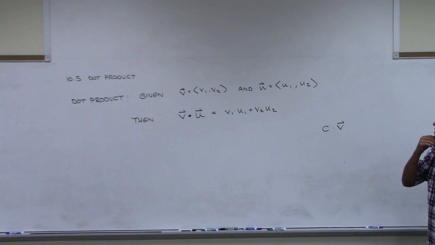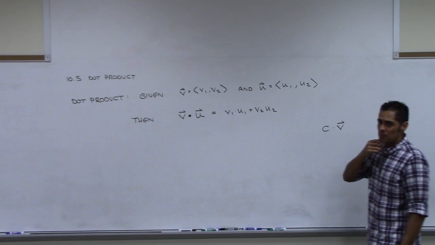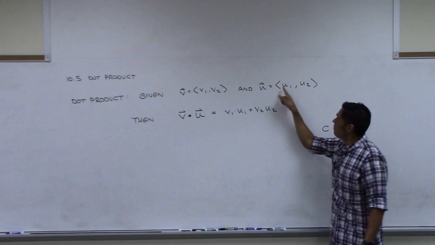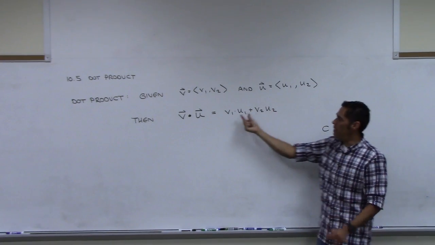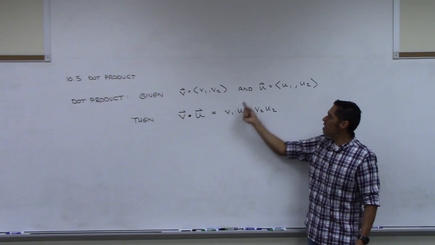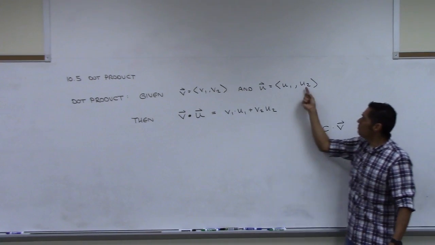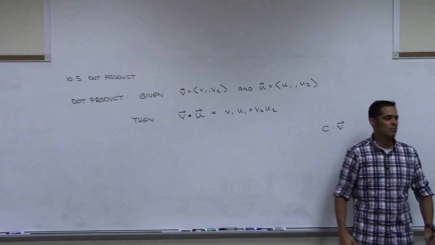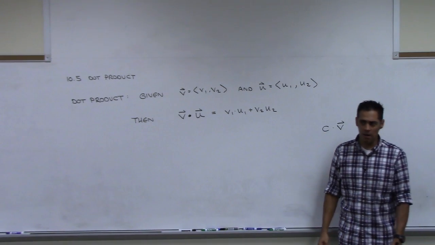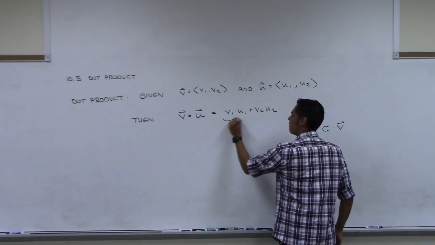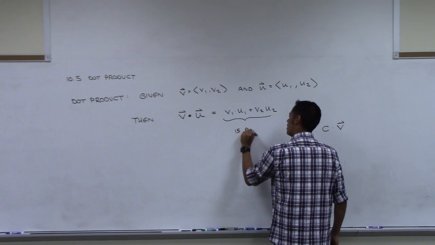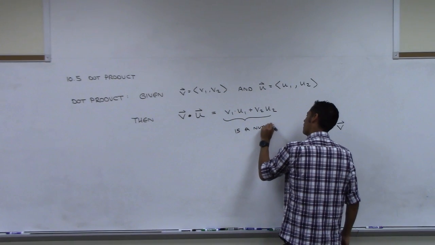What is that formula saying you do? Take the x component here, the x component here, and multiply them. Take the y component here, the y component here, multiply them. Add the two answers together. That's your dot product. All right? This is a number.